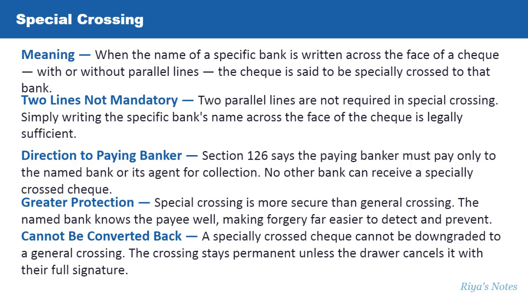Direction to paying banker. Section 126 says the paying banker must pay only to the named bank or its agent for collection. No other bank can receive a specially crossed check. Greater protection. Special crossing is more secure than general crossing. The named bank knows the payee well, making forgery far easier to detect and prevent. Cannot be converted back. A specially crossed check cannot be downgraded to a general crossing. The crossing stays permanent unless the drawer cancels it with their full signature.